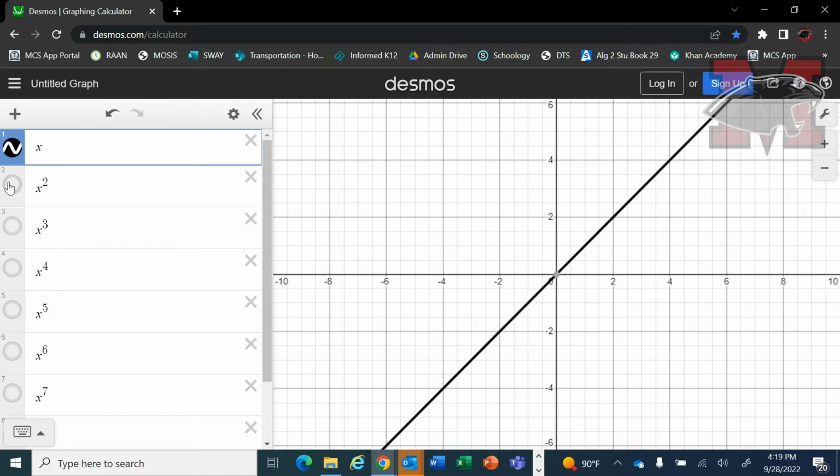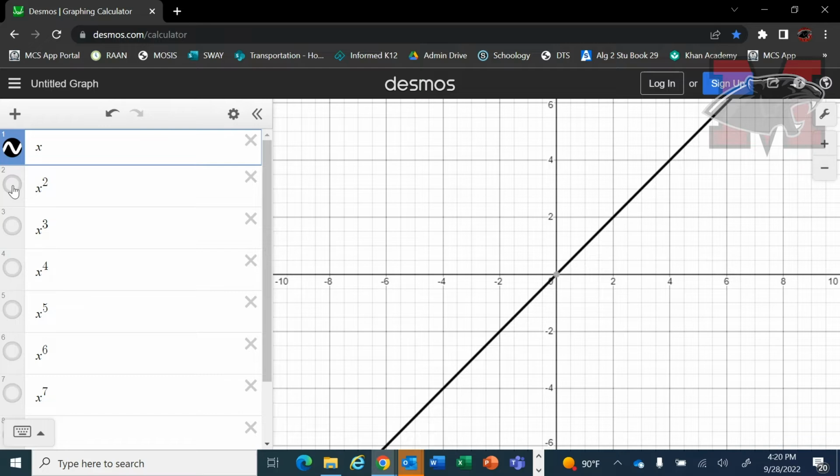So what I'm going to do is first I'm going to pull this one back off. Let's just look at a line. Notice in the parent function form, it's down on the left side and up on the right. So as x approaches negative infinity, your y value approaches negative infinity. As x goes to positive infinity, your line goes towards positive infinity. So this is the natural order here.